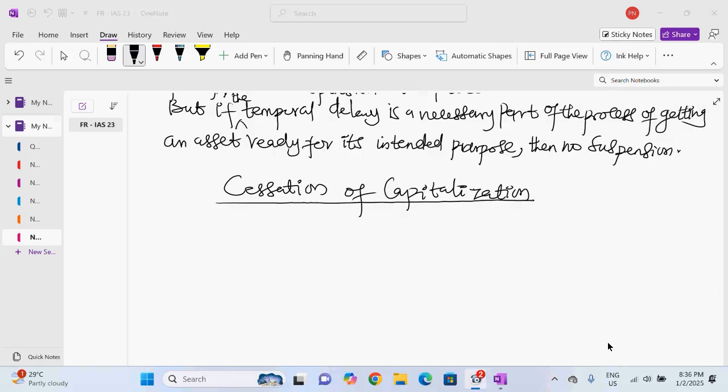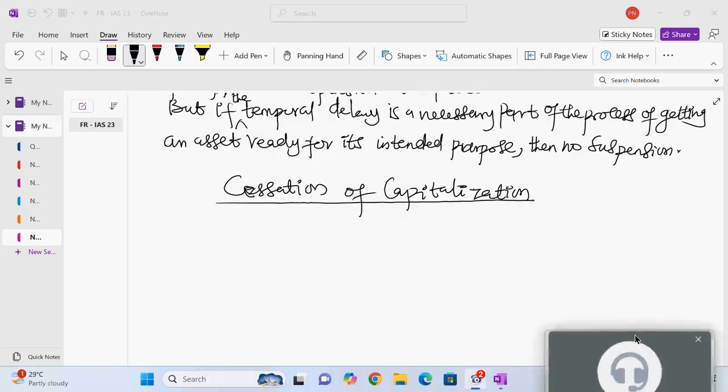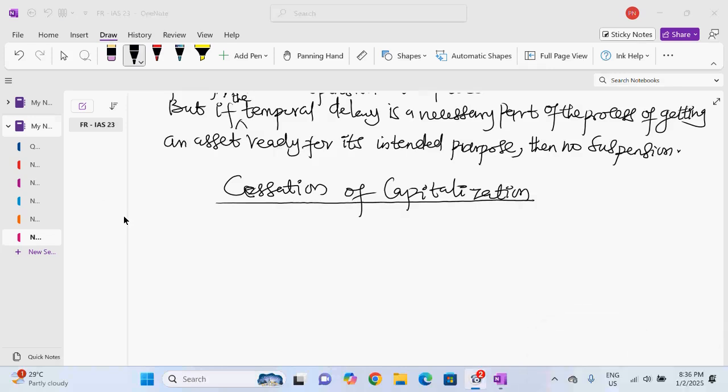Cessation of capitalization. Right. So when do we stop capitalization? Suspension of capitalization is not the same as cessation. Cessation means you stop. Suspension means you pause. You pause the capitalization, right? So when do we stop the capitalization?